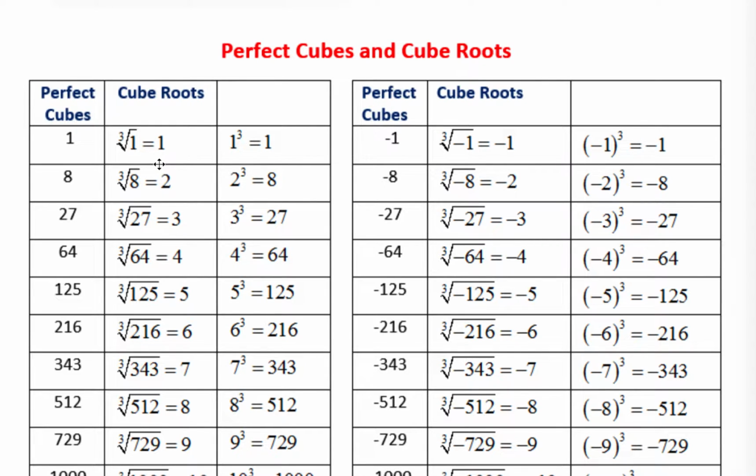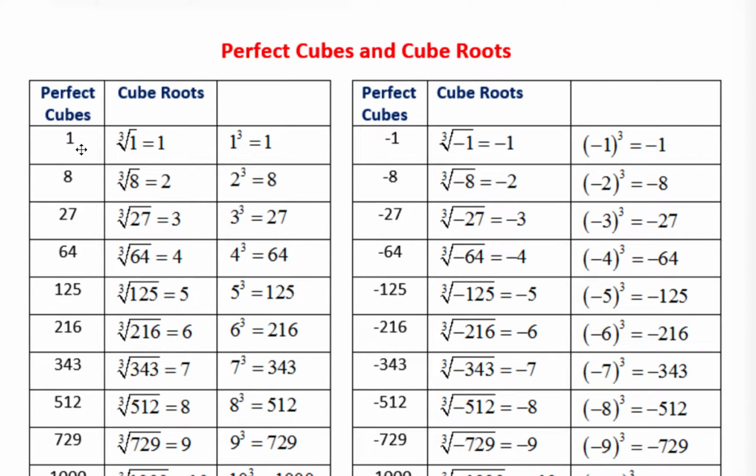So notice how you can have a positive perfect cube, or you could have a negative perfect cube. However, for cubes, unlike squares, it can't be both. It has to be either one. You can't have two options.